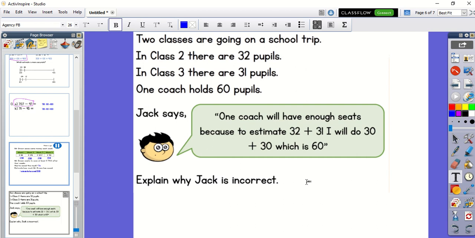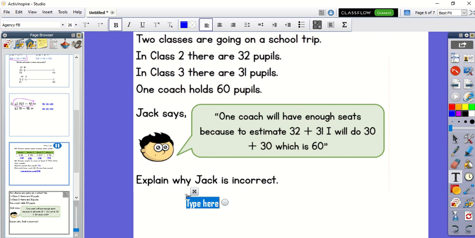His estimate is okay because he's rounded down to 30 add 30, which is 60. But what he's actually wrong about is saying that one coach will have enough seats. Okay, now let me explain why. 32 and 31 are bigger numbers than 30 and 30. So if 30 add 30 is 60, well then 32 and 31 must be bigger than 60, which means the coach can't hold all of them.